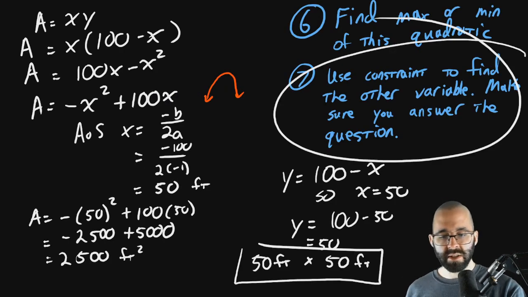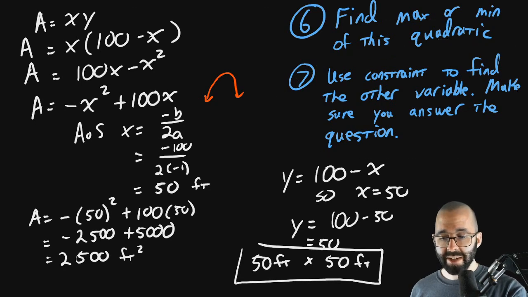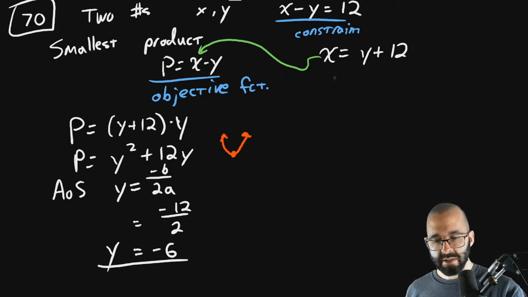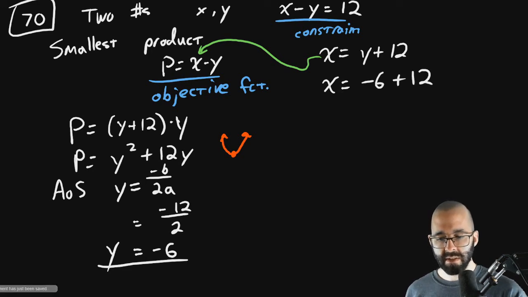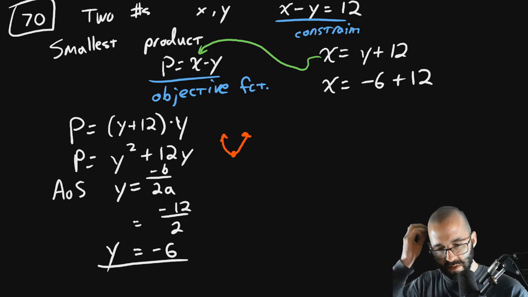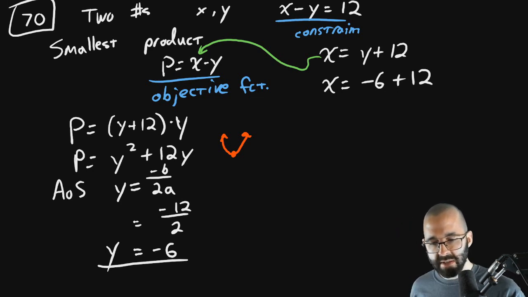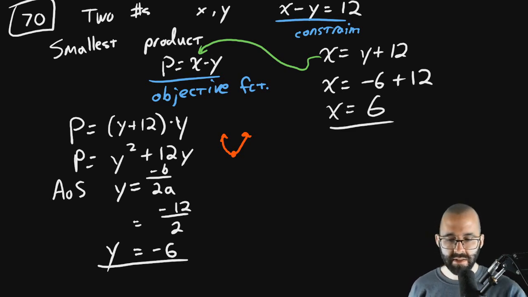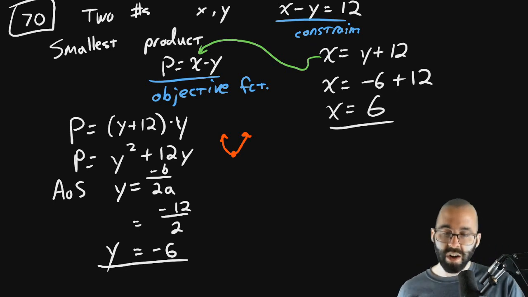Step 7, use the constraint to find the other variable and make sure you answer the question. So let's use this constraint equation. Y is negative 6. Add 12 to this. X is going to be, hold on, I'm losing my mind here. X is going to be positive 6. So yeah, it never said these numbers had to be positive.